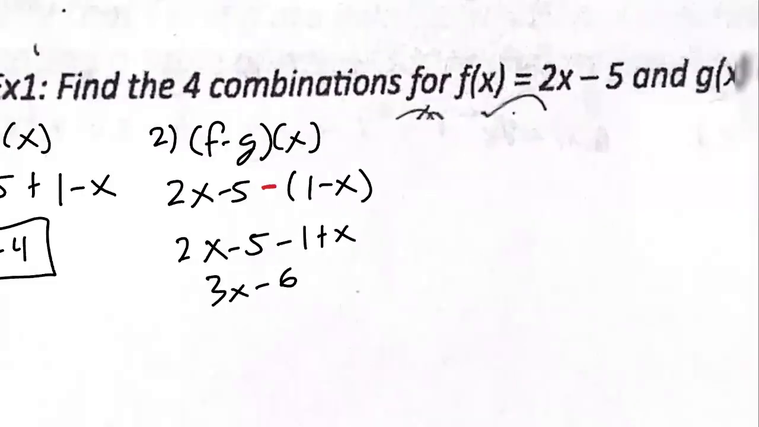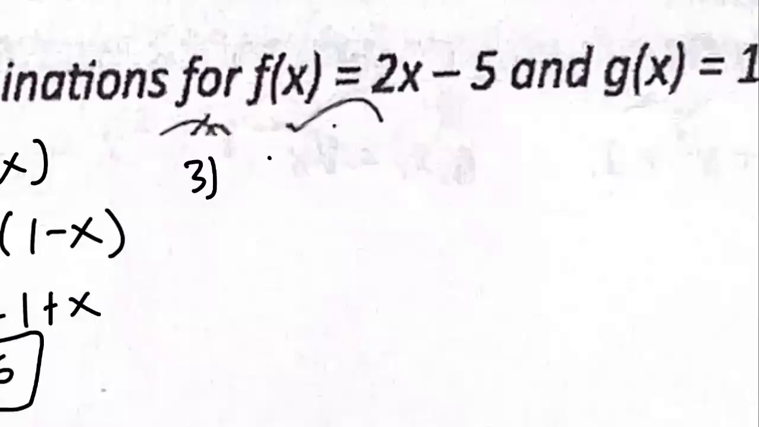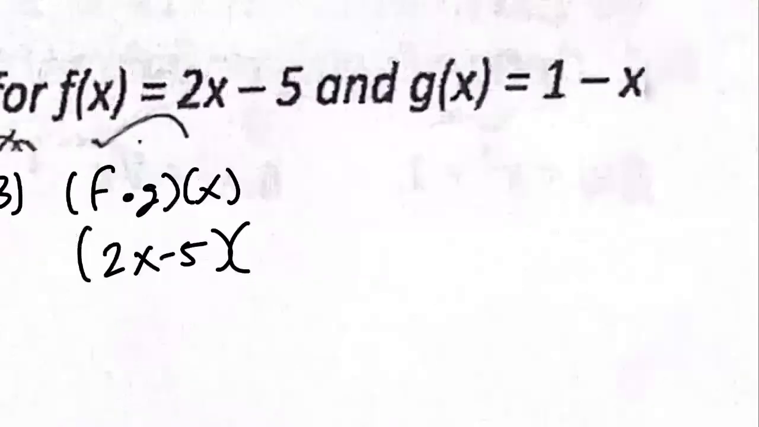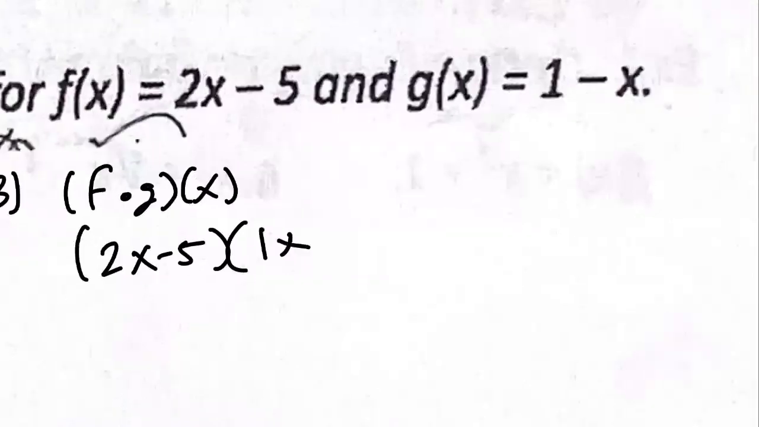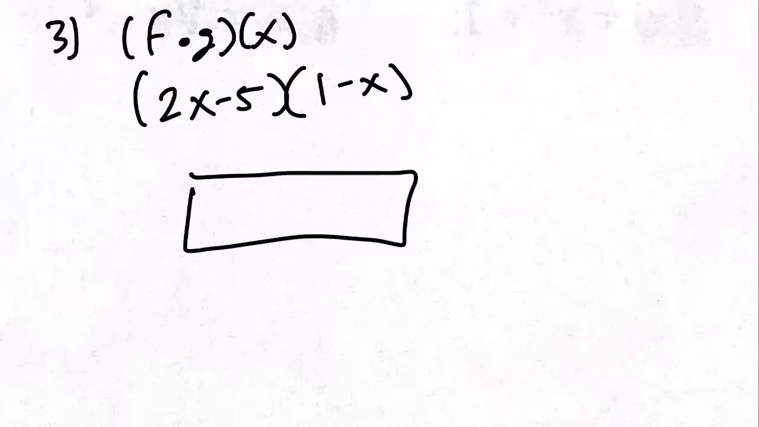For number three, f times g of x. This is where you're going to have to multiply 2x minus 5 and 1 minus x. In this case, you could do the distributive property, but personally, I like the box method. It makes it a lot neater.